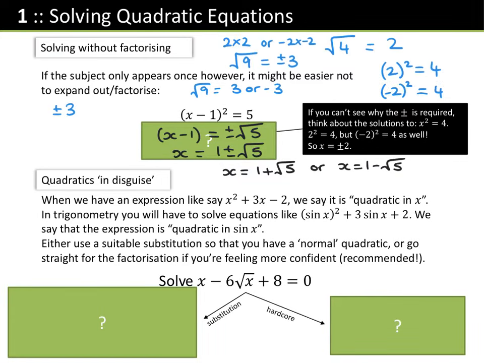So we have quadratics in disguise. So here, I'm going to rewrite this. We have x minus 6 to the power of a half plus 8 equals 0.